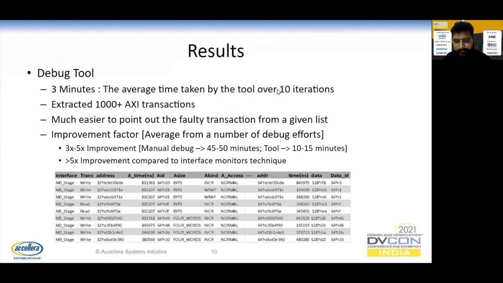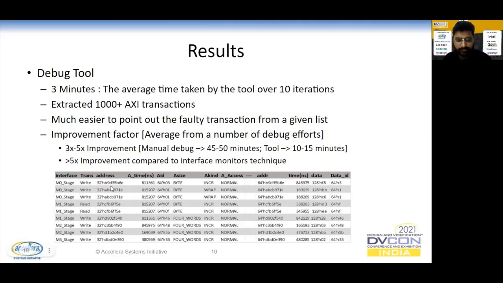Now let us check the results. The debug tool overall took 3 minutes to run, and this is the average time taken by the tool over 10 iterations on 10 different instances, and the tool was able to extract around 1000 plus AXI transactions. With the given list, you can see here, this is the list given by the tool, it becomes very easy to get the faulty transaction. This list will contain the complete transaction details.